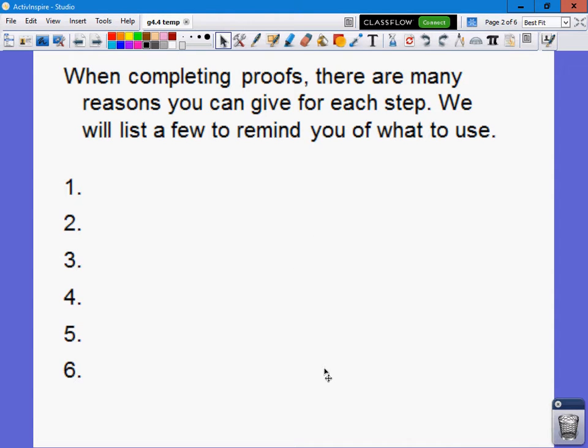Okay, when you're completing the proof, there are a lot of different reasons you can give for each step. Now, I'm going to give you some of the things that generically we could put there. So, you could list any theorem.